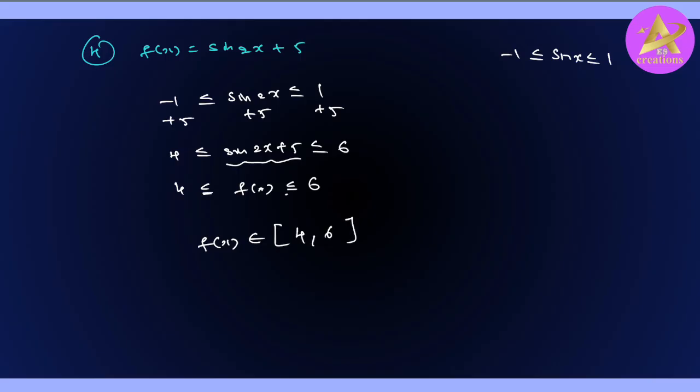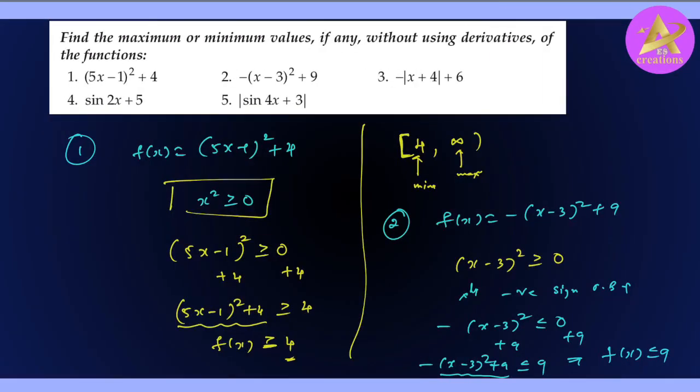Because of the inequalities you get closed brackets. This is the minimum value, this is the maximum value. Okay, I hope this is clear to you.